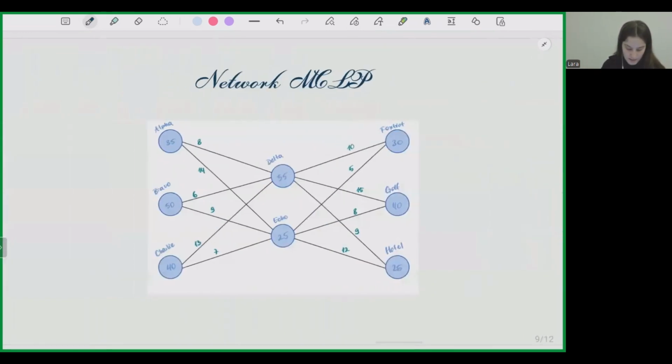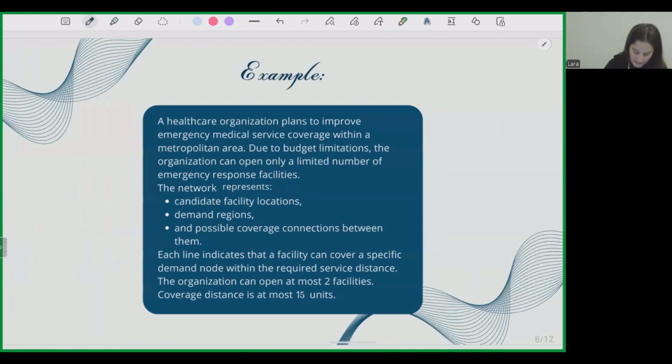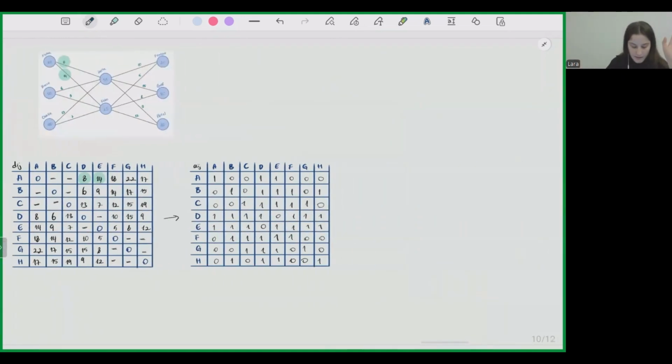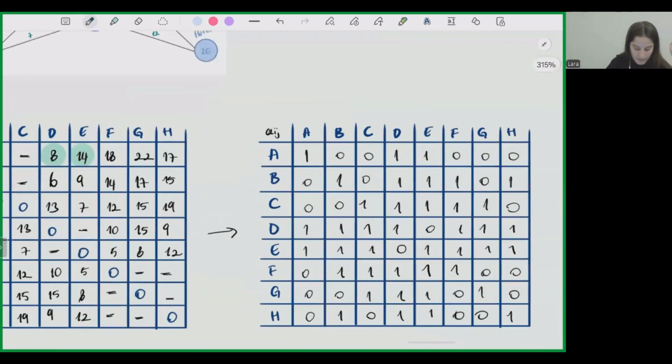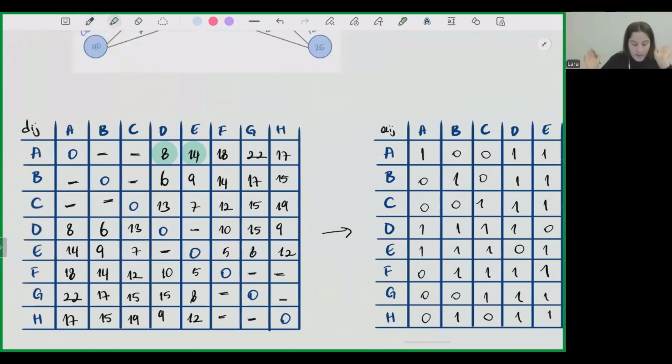As you can see in the question, it says the coverage distance is at most 15 units. You have to disqualify the distances if it is more than 15. So let's look at our DIJ matrix. A to D is 8 units of distance, less than 15, so I can get that.